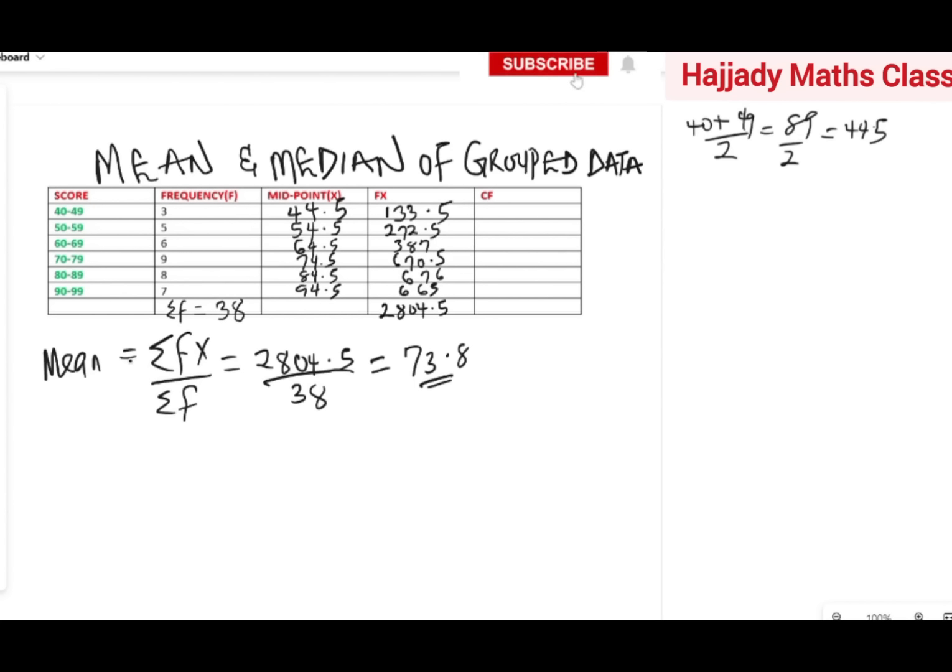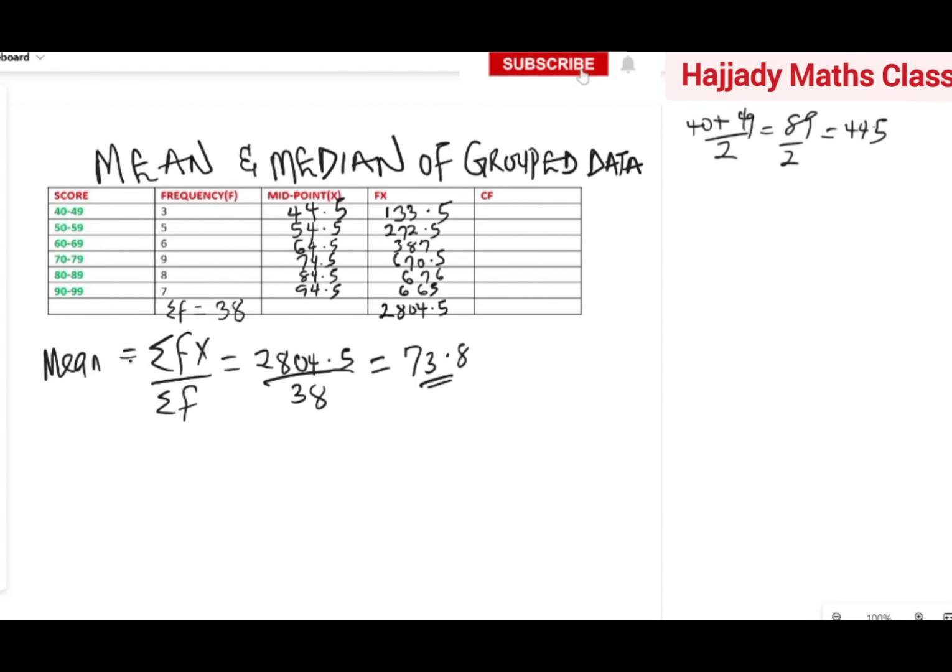So you can see that the method for grouped data is quite different from the method for ungrouped data, in that here we need to calculate our midpoint because we need to know the average observation for this range of values. So this is the mean. Now we are going to move straight to the median of grouped data.